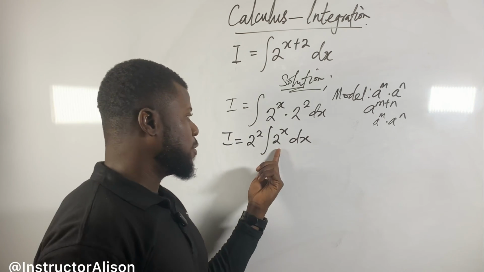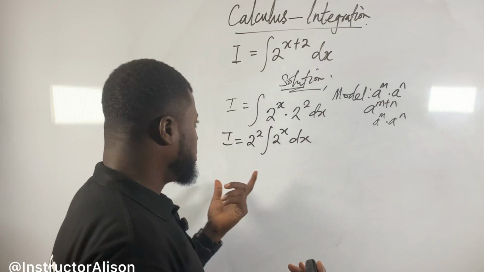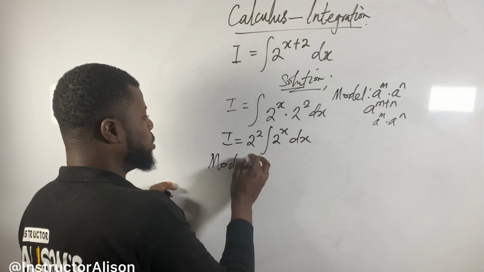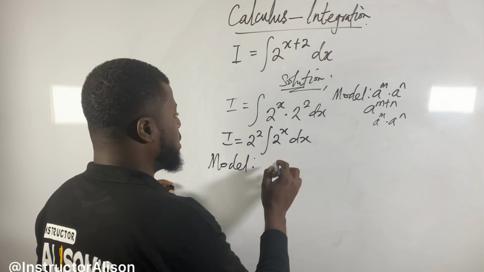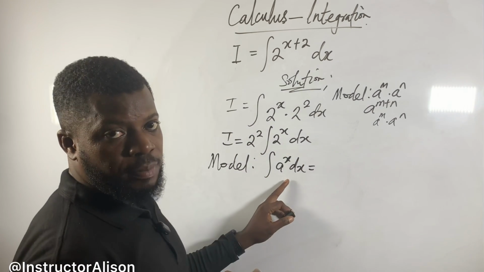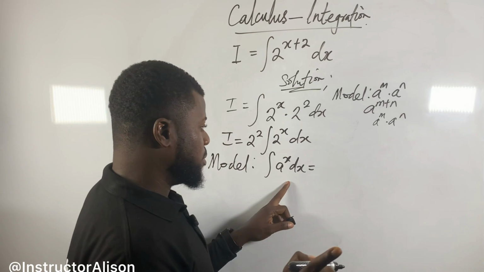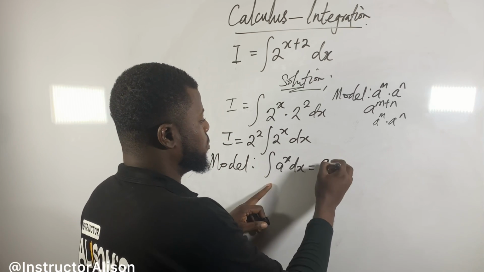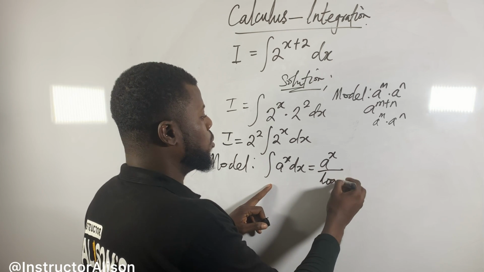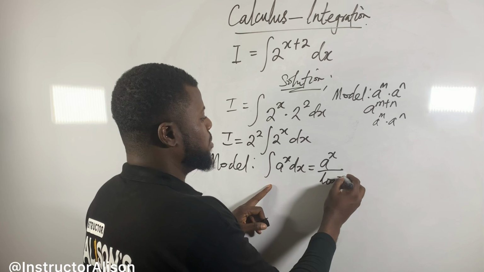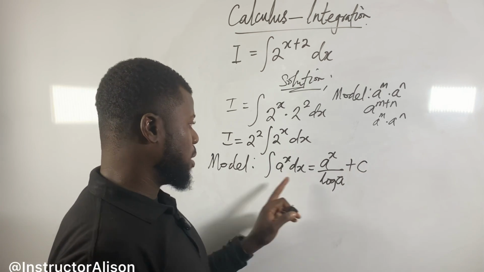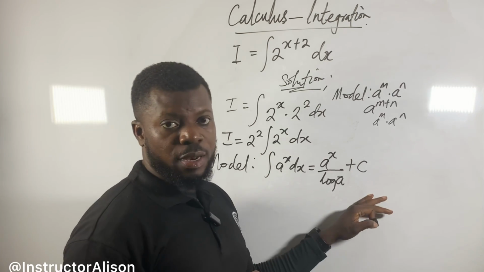So here is where the main work is. How do I take the integral of 2 to the power of x? It's simple. I'll show you the formula. If I have the integral of a to the power of x with respect to x, the result is a to the power of x, the original function you want to integrate, all over ln of the base, plus a constant of integration. That is the formula I want to use.